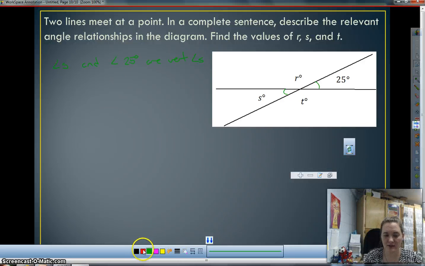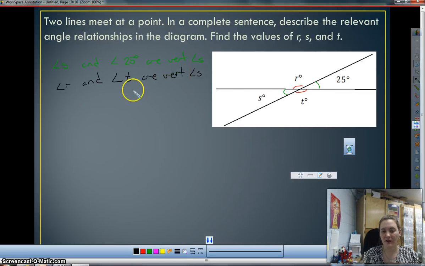That also tells us that R and T, they're opposite. So angle R and angle T are also vertical angles. The last thing we need to know is that there's a nice straight line going across here, which means that the angle of R and the angle of 25 degrees are supplementary angles.